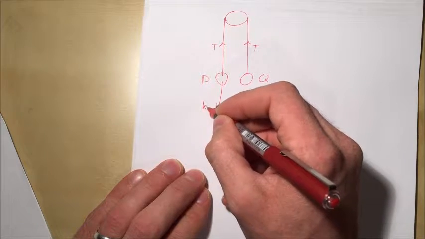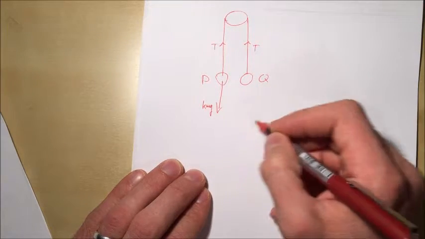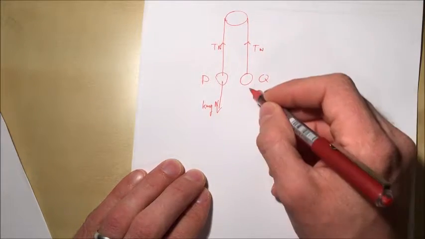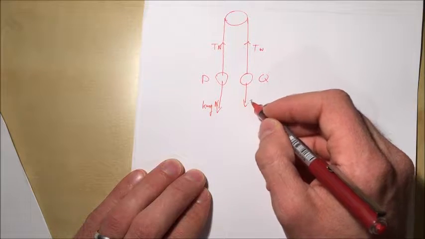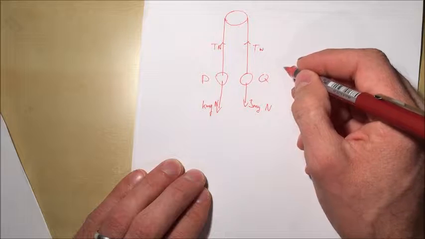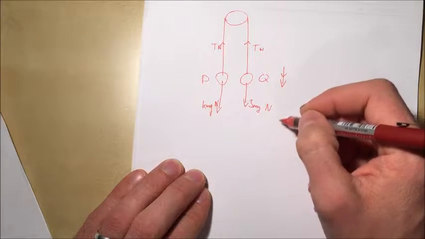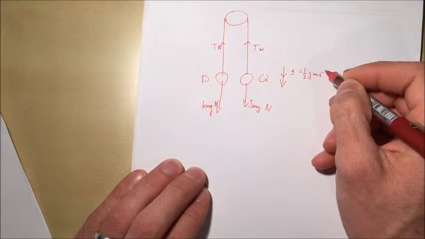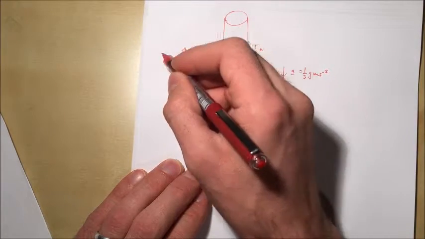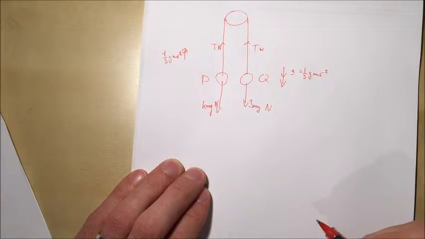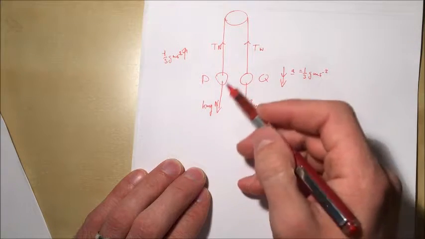P has got a mass of km kilograms, so the force is kmg newtons pulling down. There's T newtons there, and there are 3mg newtons pulling down here. The acceleration is this direction because Q is heavier than P, and that acceleration is 1/3 g meters per second squared in that direction there, and 1/3 g in that direction there. So we can consider the motion of Q, we can consider the motion of P.